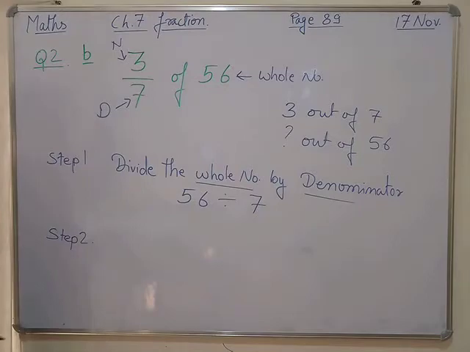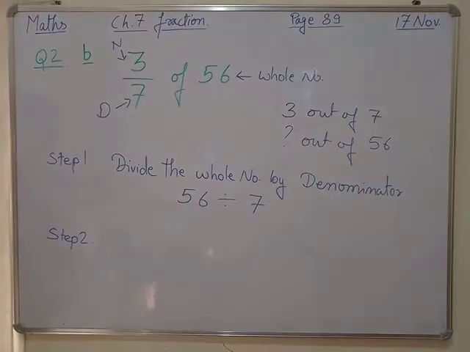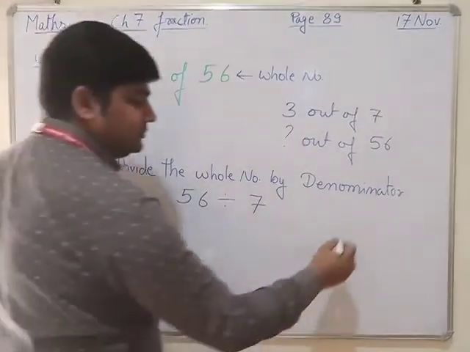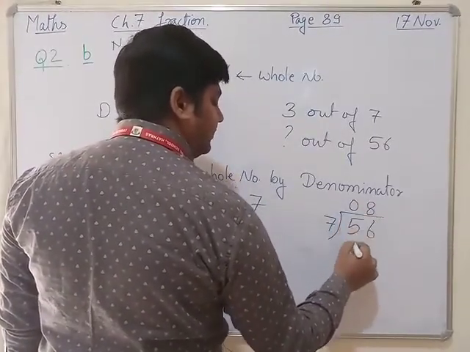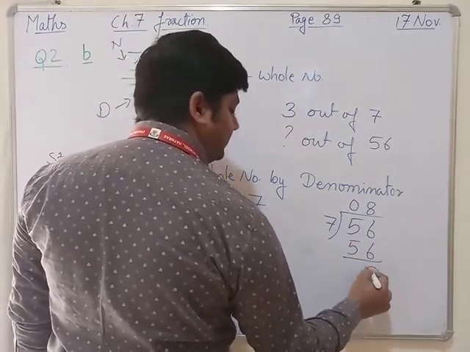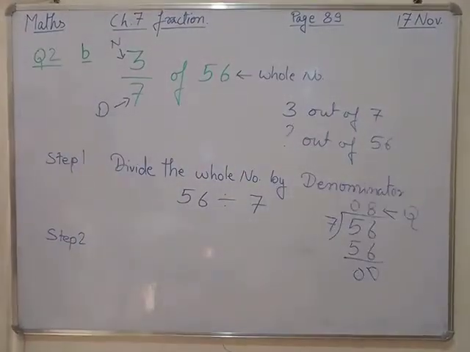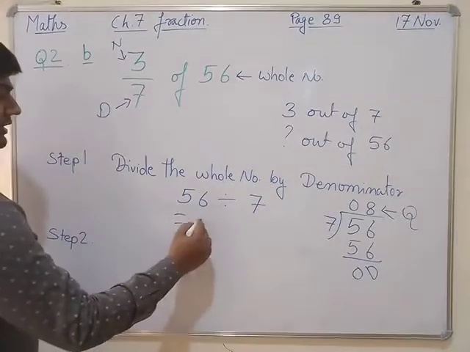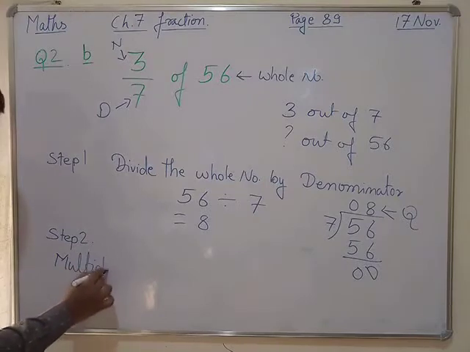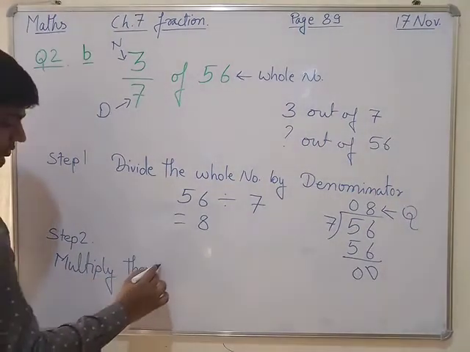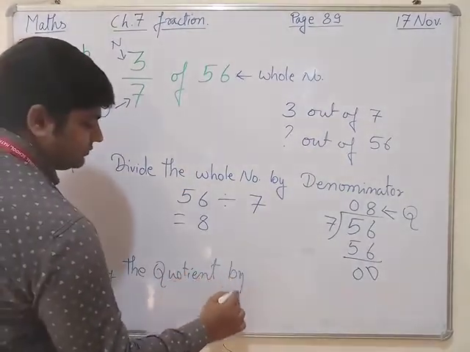56 by 7, 56 को आपको 7 से divide करना है. Now divide 56 by 7 and tell me the answer, and the answer will be 8. 8 is the quotient here. You will get 8. Now step 2 is multiply the quotient by numerator.